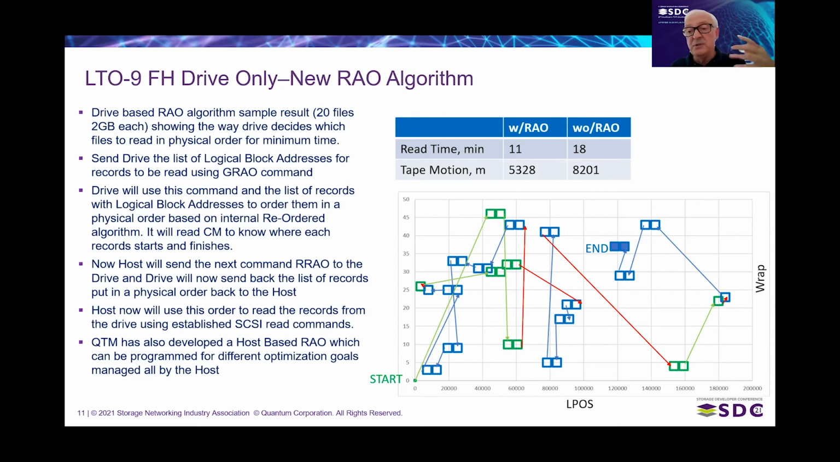Here's an example. We just did a test in Quantum Labs. We took a bunch of files, 2 gigabytes each, and we read them in order and without order. Without order, the standard legacy method you use, it takes 18 minutes, but we did it in 11 minutes. So we definitely saved time, 7 minutes out of 18 minutes. And without order, the tape motion was 8,201 meters. Our approach with the RAO algorithm provided by the drive, it's only 5,328. Less tape motion, more durability, better wear characteristics with the media. So overall, it's a great tool, great feature to have.